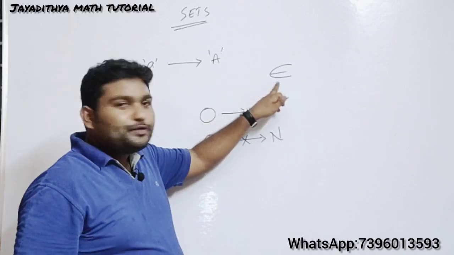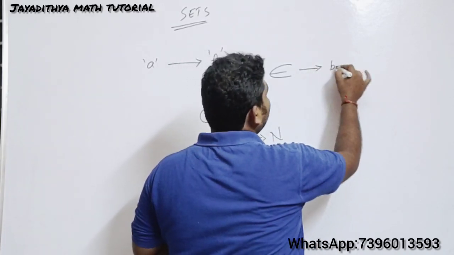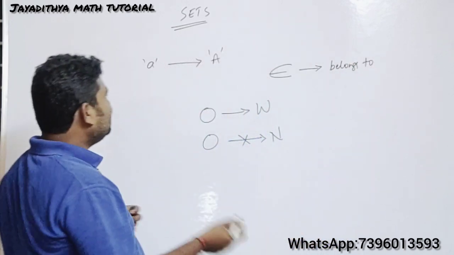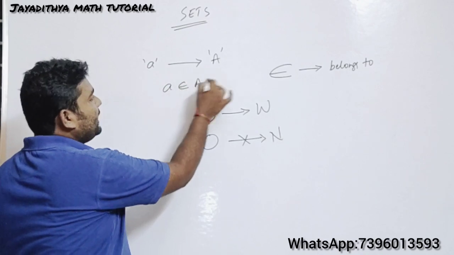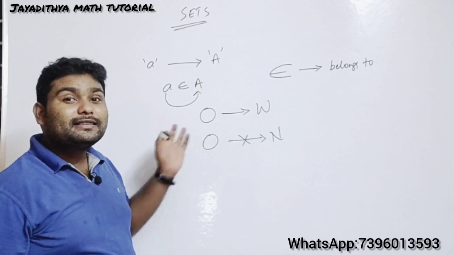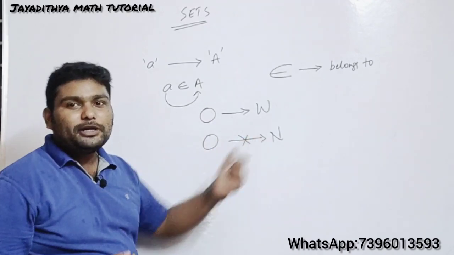Okay, so whenever you see the symbol epsilon, it is nothing but "belongs to". You should understand this one, belongs to. If I write something like A belongs to A, that means a is the element which is belonging to the set A. So I am telling that 0 is not an element of natural numbers.